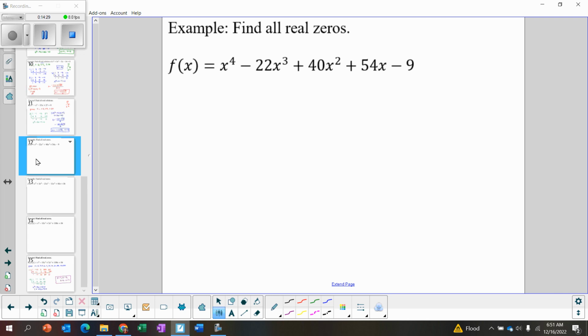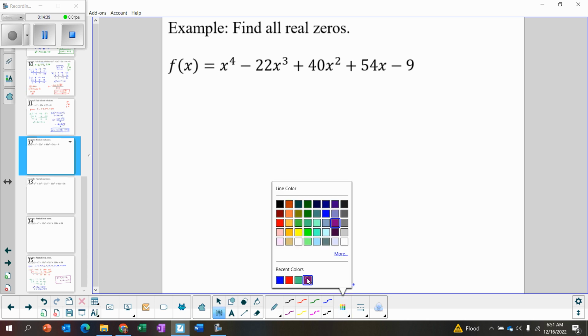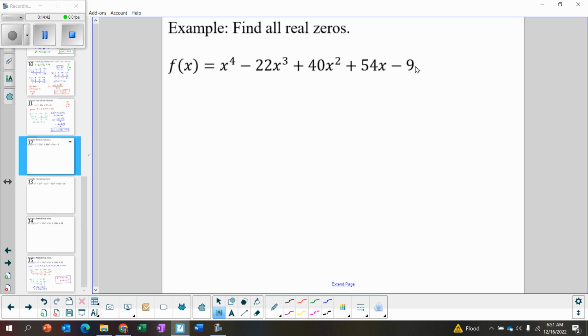Everything we've done so far is x to the 3rd power, which means we had 3 solutions. But now I'm looking at x to the 4th, which actually means I'm going to have 4 solutions. So I'm still going to take everything away and make my list. This is a nice easy one because it's just 9. So plus or minus 1, 3, or 9.